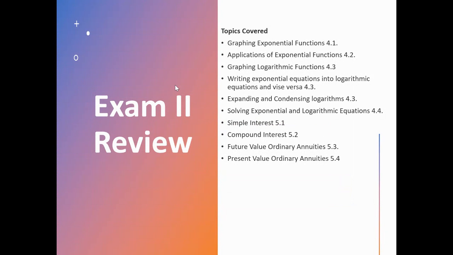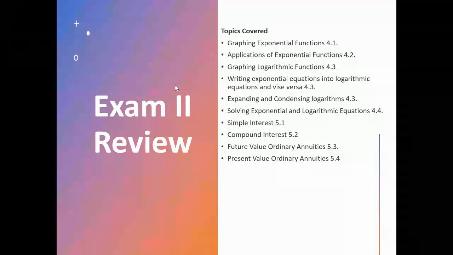And then chapter 5 is the one that I presented last week, which is finance mathematics. Simple interest is 5.1. Compound interest is 5.2, and future value of ordinary annuities 5.3, and the present value of ordinary annuities 5.4. So let's start with topic number 1, which is graphing exponential functions.